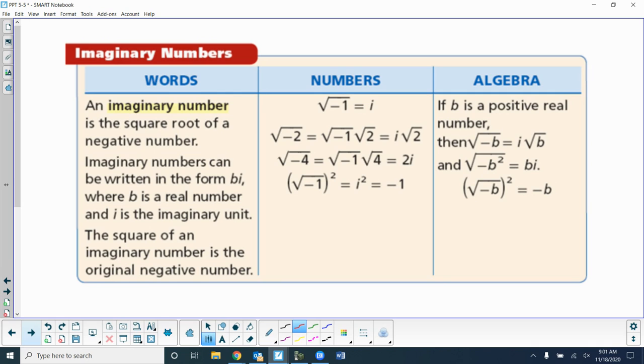Okay, so whenever you see a negative, just pull the i out, is what I say. And then simplify it like you know how to do. All right? So these are our imaginary numbers, the square roots of negatives. Okay?